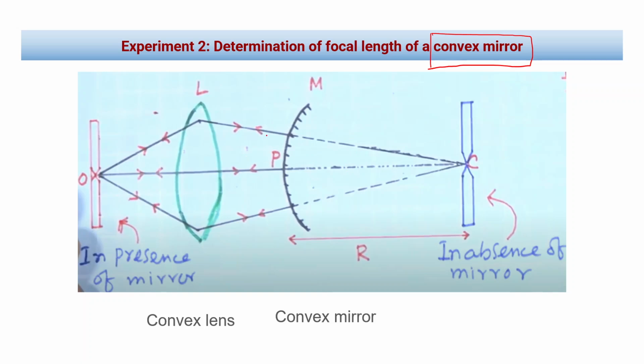So if I want to find the focal length of a convex mirror, this is my convex mirror, this is the principal axis, and I'm keeping some object here. This is a bench. If I take this as 0 and measure the distance of the object from here, I can measure the object distance. But the image formed is virtual, on the other side, so I cannot measure that. Thus, to find out the focal length of a convex mirror, we have to change the setup a little bit.